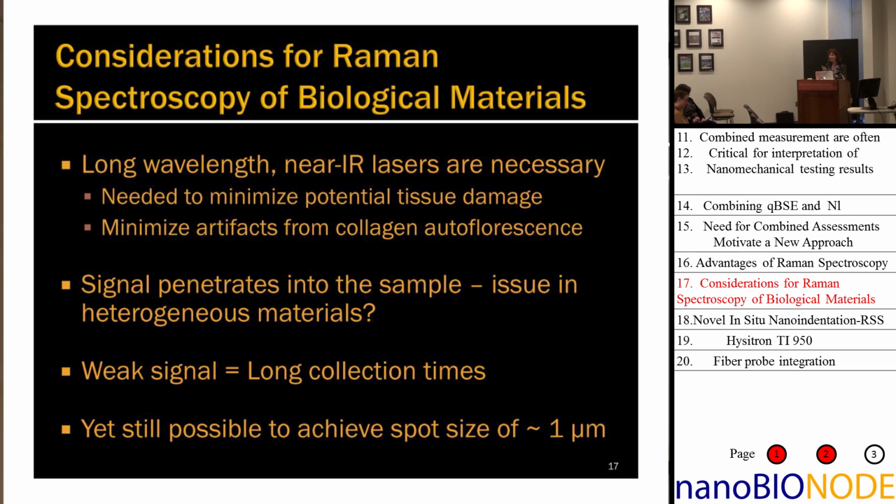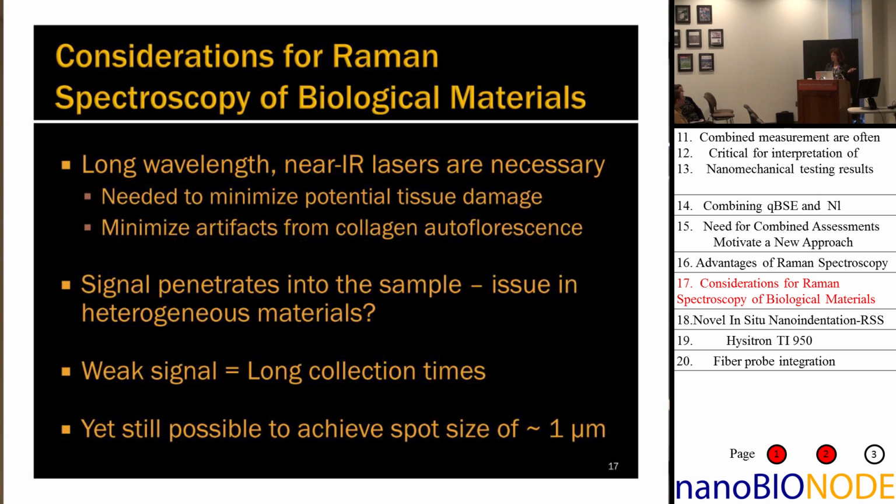So it's not ideal, but it's pretty good. It's good enough for us to want to do. The nice thing about it is that it penetrates into the sample, which is great because you get a sampling volume, kind of like nanoindentation. The problem is if you have one tissue sitting on top of another, that's of course confounding. It's also an issue in nanoindentation. And you have to have long collection times on the order of minutes sometimes. So that's sometimes good, sometimes bad. If you're trying to analyze a time-dependent phenomenon, that could be an issue.